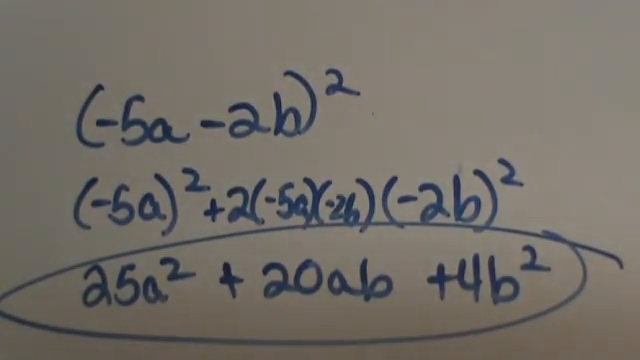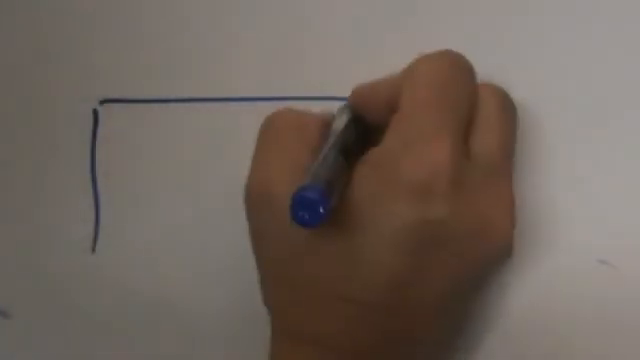Okay, number 23. You're going to find the area of that rectangle in terms of x. Okay, remember area. Area is length times width.